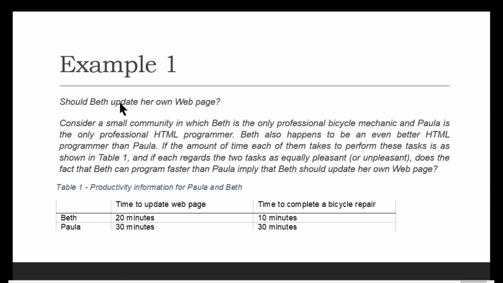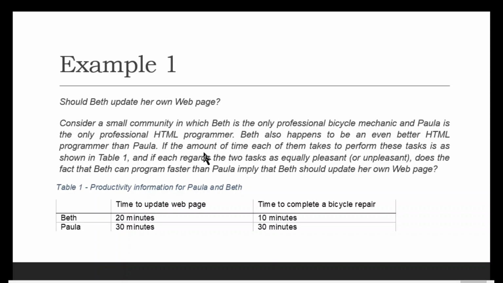So the question is, should Beth update her own web page? Why does this question arise? So let's look at the situation. Beth is the only professional bicycle mechanic in a small community, while Paula is the only professional HTML programmer. However, Beth also happens to be an even better HTML programmer than Paula. So here Beth can do both. She can program and she can also repair bikes.